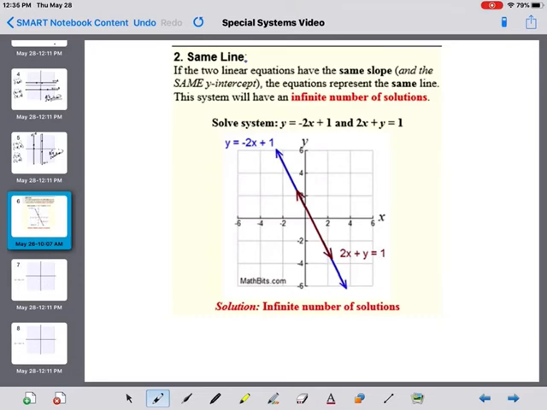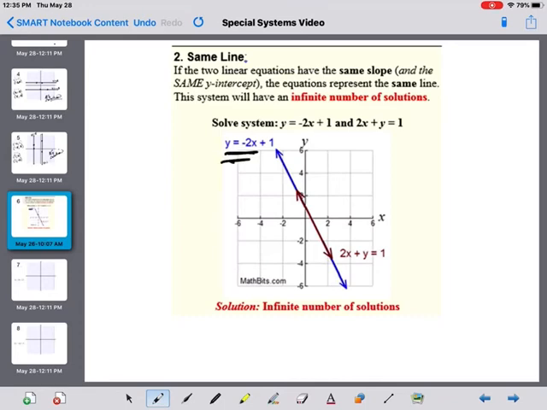So if the two linear equations have the same slope and the same y-intercept, the lines are exactly the same, the equations represent the same line. This system will have an infinite number of solutions. So think about it. A solution is when two lines cross or intersect, the number of points the two lines share. If these two lines are exactly the same and fall on top of one another, they share an infinite number of points, so therefore there's an infinite number of solutions.